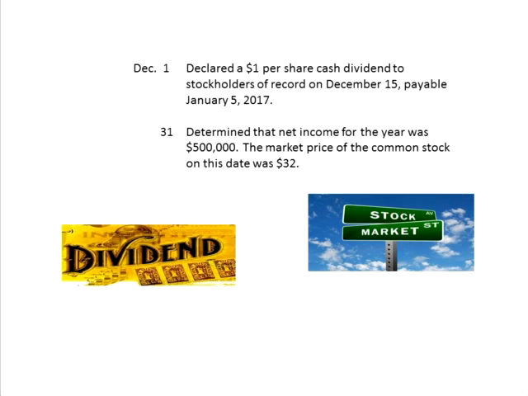Since I'm not having you do the closing entries, we're not going to be closing that per se from income summary into retained earnings. However, in the T account, we're going to include that $500,000 because that will impact our ending retained earnings balance, and we will need that for the preparation of the stockholders' equity section of the balance sheet. We're also told that the market price of the stock as of December 31st is $32, and that really is not relevant for our purposes.